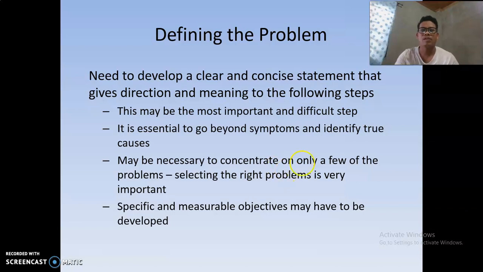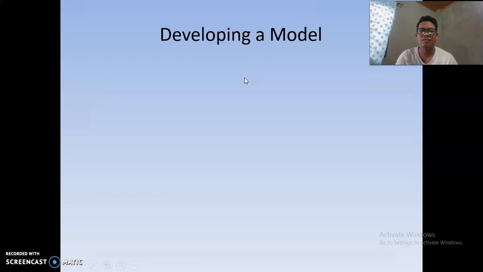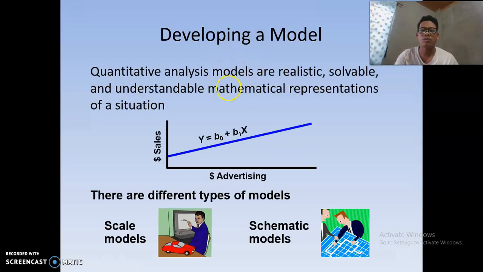Okay, so in defining the problem, we need to develop a clear and concise statement that gives direction and is meaningful. When we talk about a clear and concise problem, it should be specific and measurable. So the objectives must be specific and measurable. The next step is to develop a model.